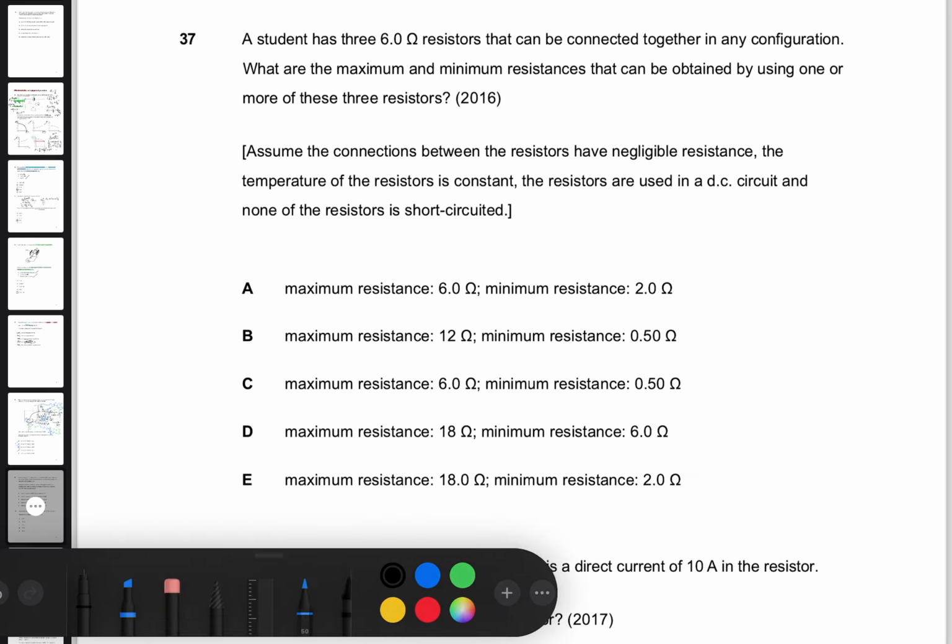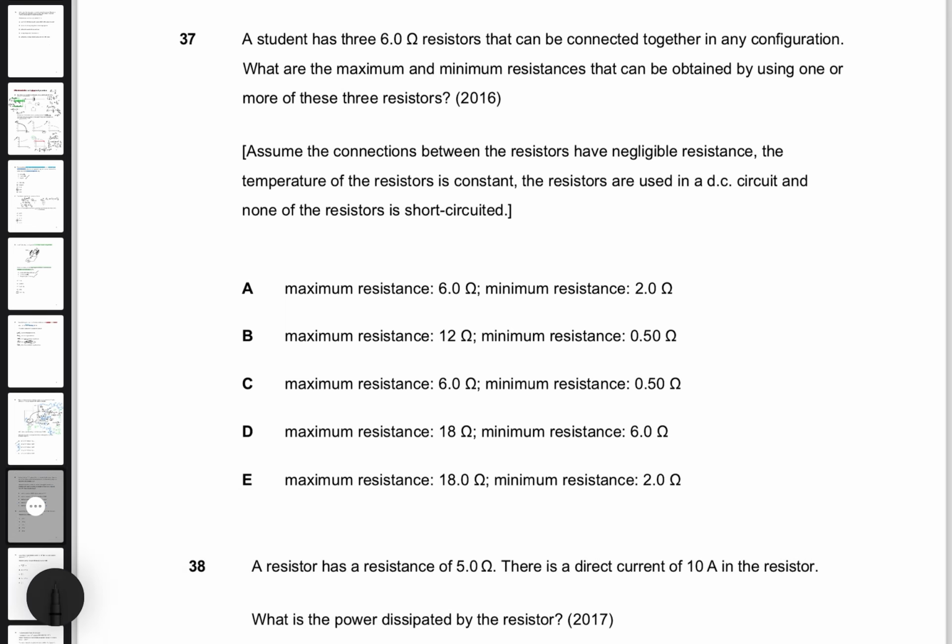Now, let's go ahead to question 37. It says a student has 3 6-ohm resistors that can be connected in any configuration. What are the maximum and minimum resistances that can be obtained by using one or more of these resistors, 3 resistors? Okay, so the maximum resistance is when all 3 of them are in what? They're in series. So you can just add the 6 plus the 6 plus the 6, you get 18 ohms.